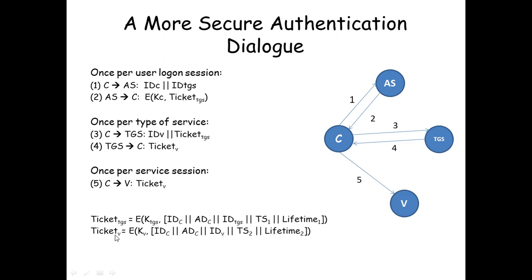Once the server receives this ticket, it will decrypt it and check the identifier of the client, the address of the client, the identifier of the server, the timestamp when this ticket was generated, and the lifetime within which the ticket has to be utilized.